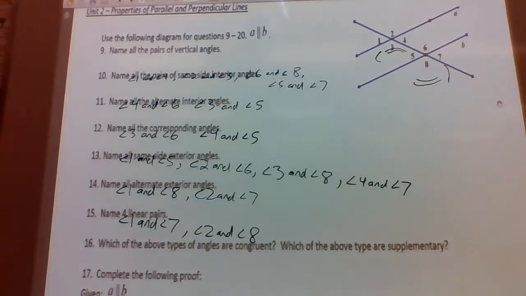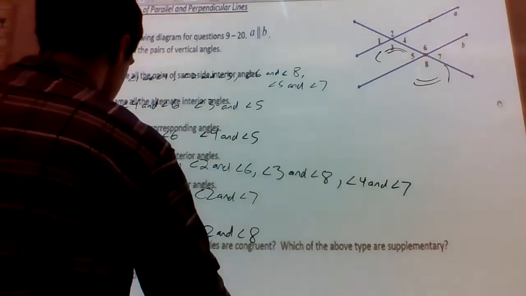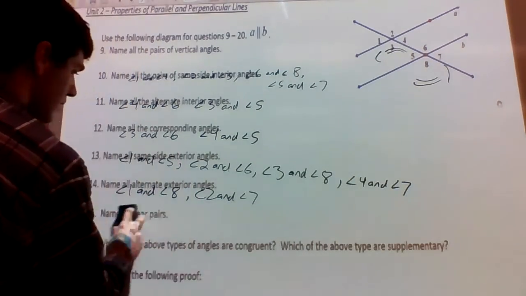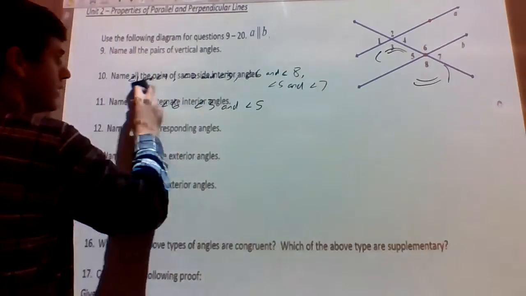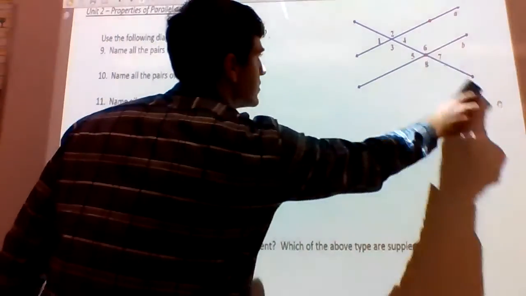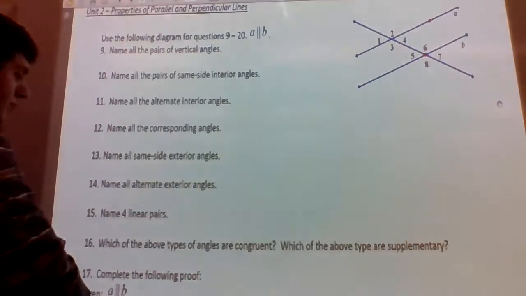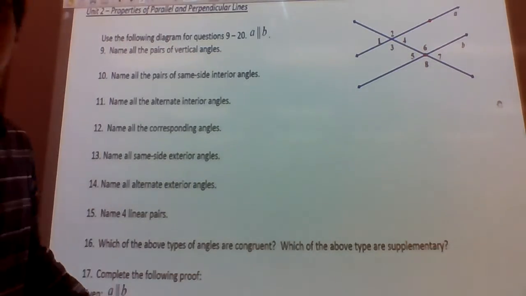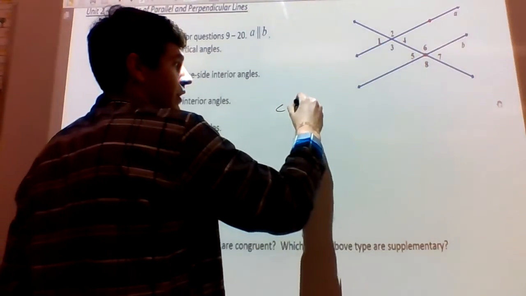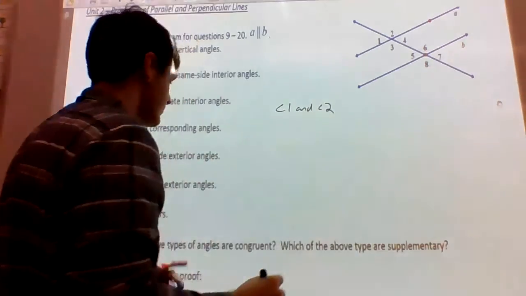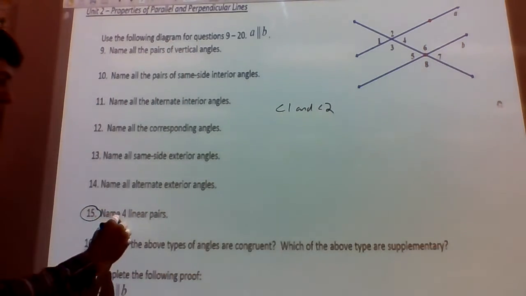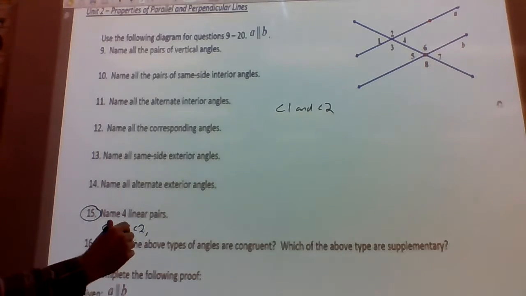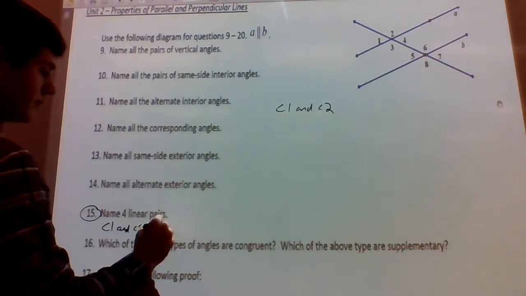Four linear pairs is the next question, and which ones are congruent and which ones are supplementary? So let's start with the linear pairs. It wants us to name 4 linear pairs. We can just name all of them. So angle 1 and angle 2. This is for 15. Angle 1 and angle 2. Angle 2 and angle 3.